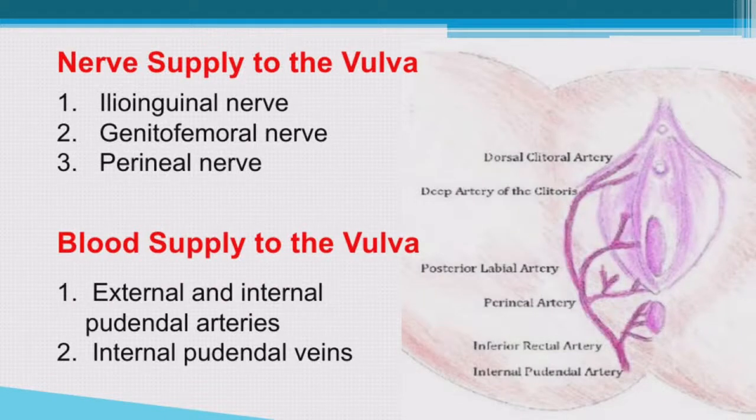Nerve supply to the vulva. 1. Ilioinguinal nerve. 2. Genitofemoral nerve. 3. Perineal nerve. Blood supply to the vulva. 1. External and internal pudendal arteries. 2. Internal pudendal veins.